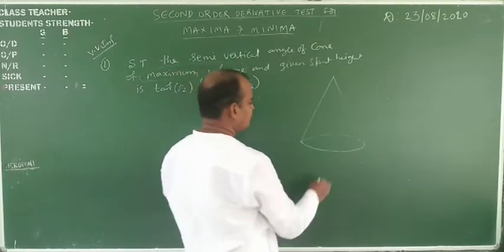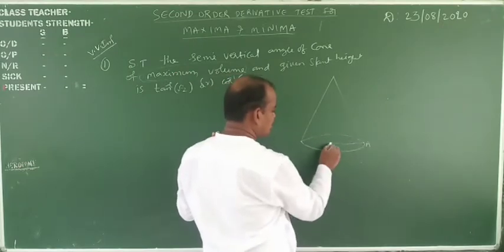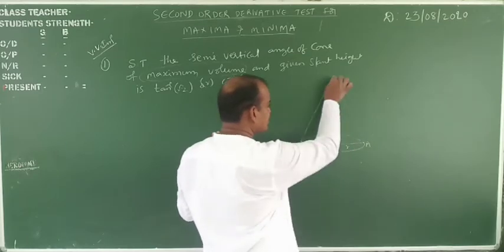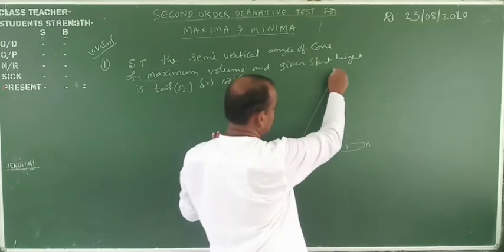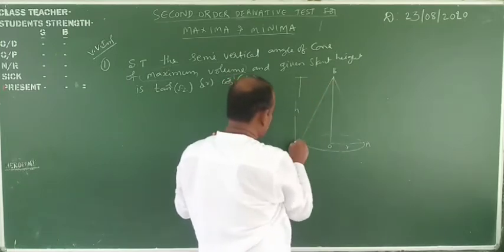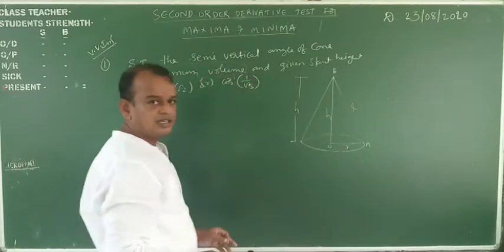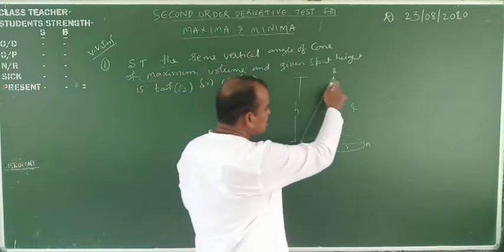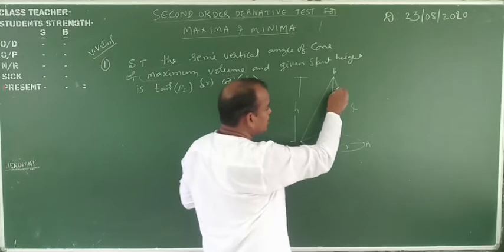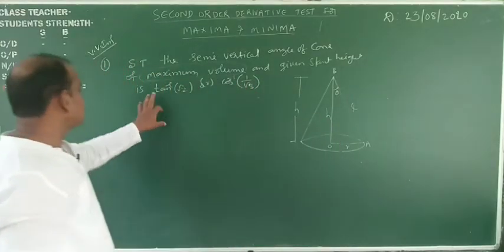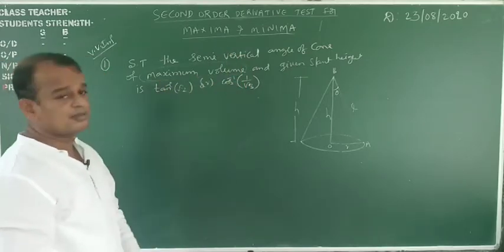This is the cone. Suppose this is O and this is A, the center, and OA is the base radius of the cone. Suppose this is B, this is the height of the cone, that is h. This is the slant height, you know very well. The total angle here is called the vertical angle, and half of it is called the semi-vertical angle. Suppose the semi-vertical angle is theta. Now I have to show that theta is equal to tan inverse of root 2, or theta is equal to cos inverse of 1 by root 3, whenever the volume is maximum.